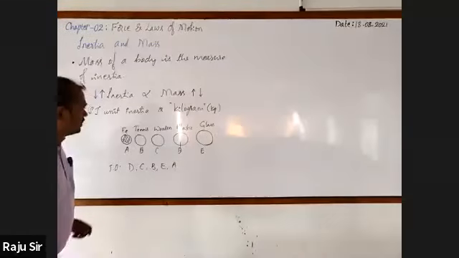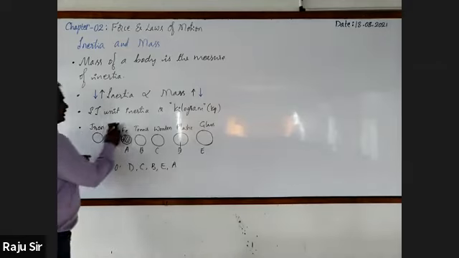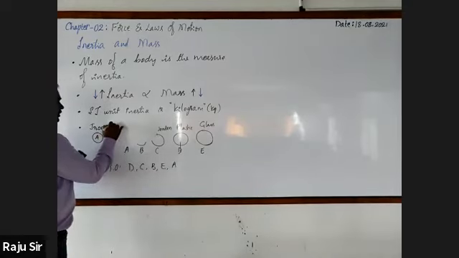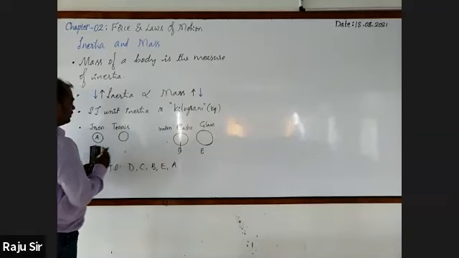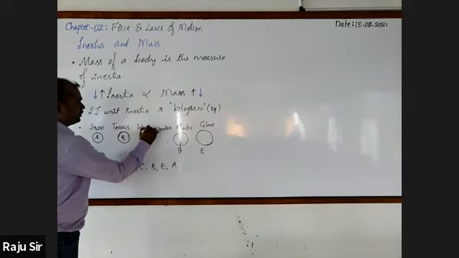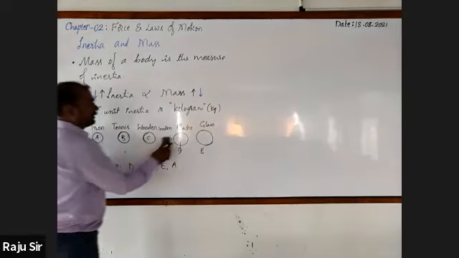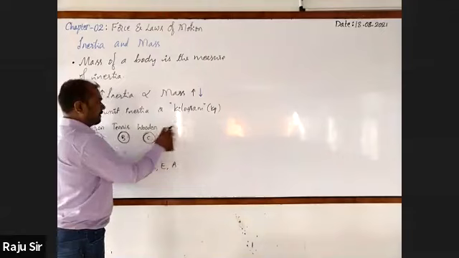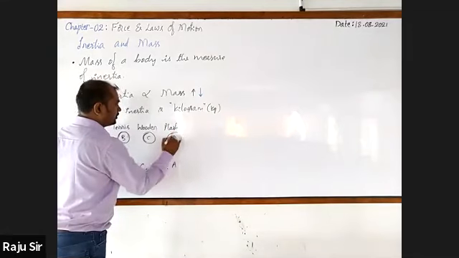Whatever is there, you have to write. Iron ball. Next, tennis ball. You have to copy that. Tennis ball. Wooden ball. Plastic ball and glass.